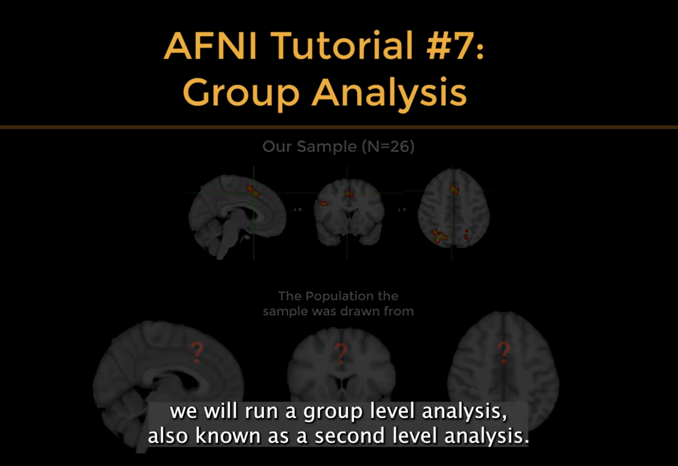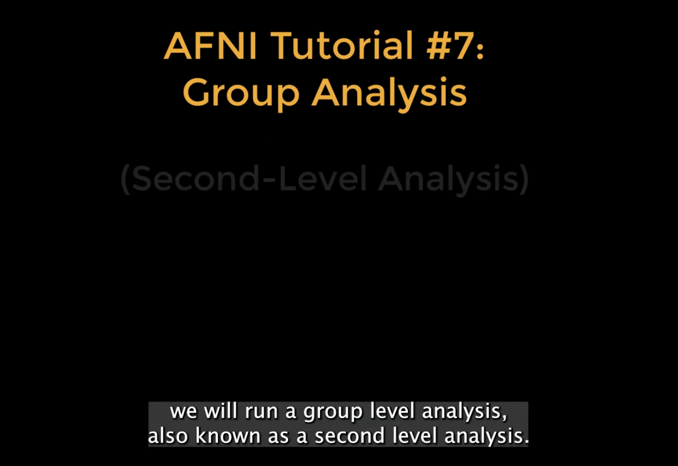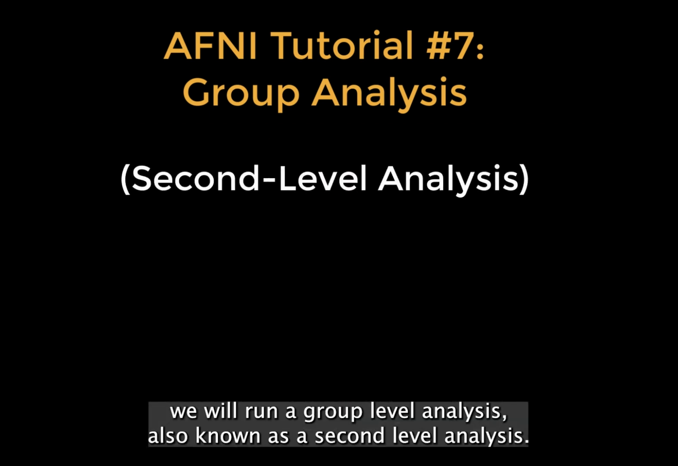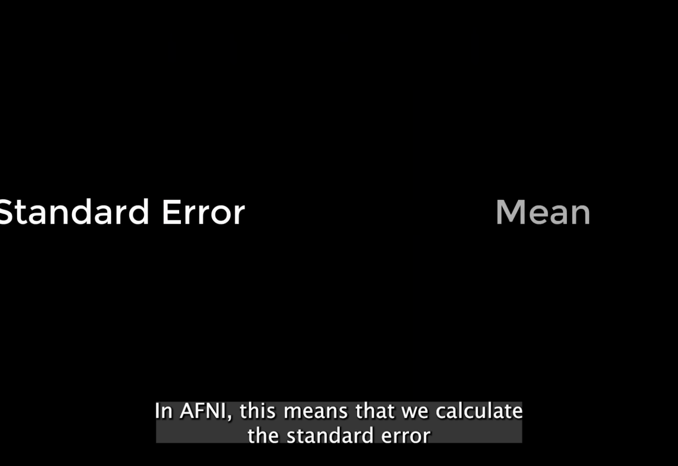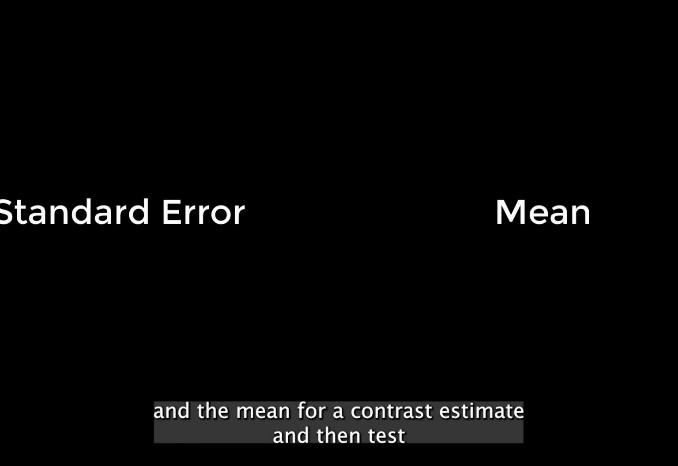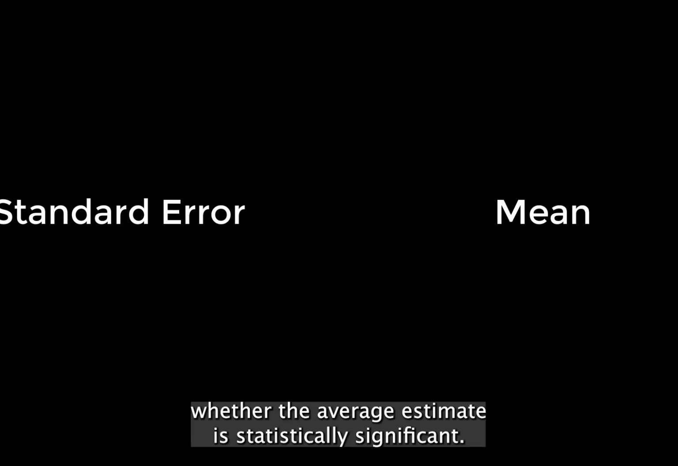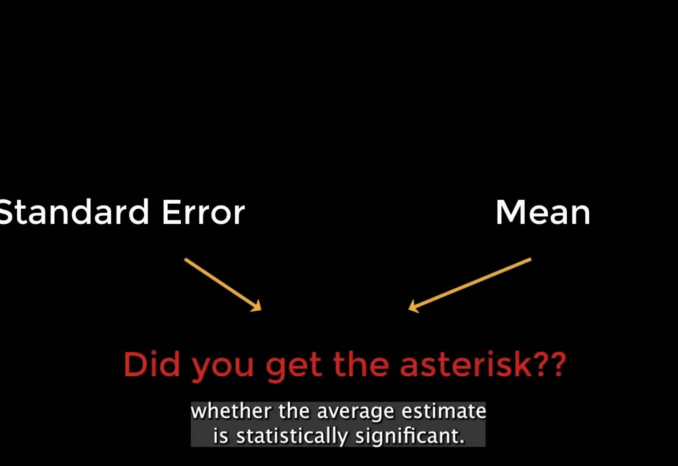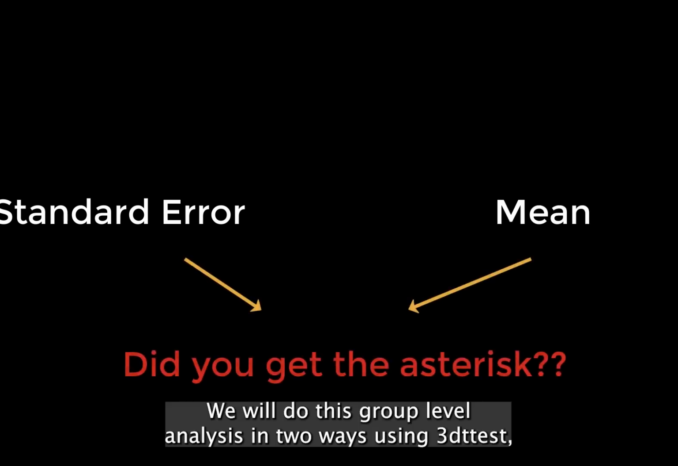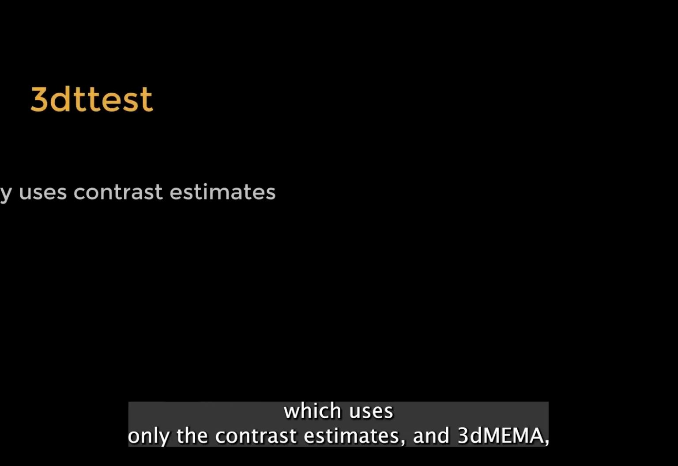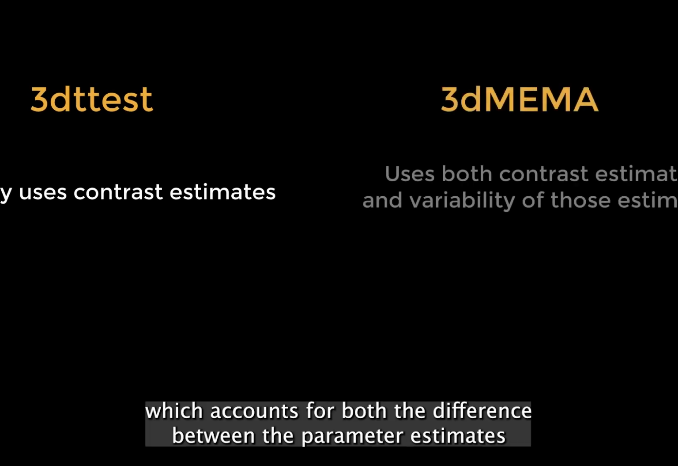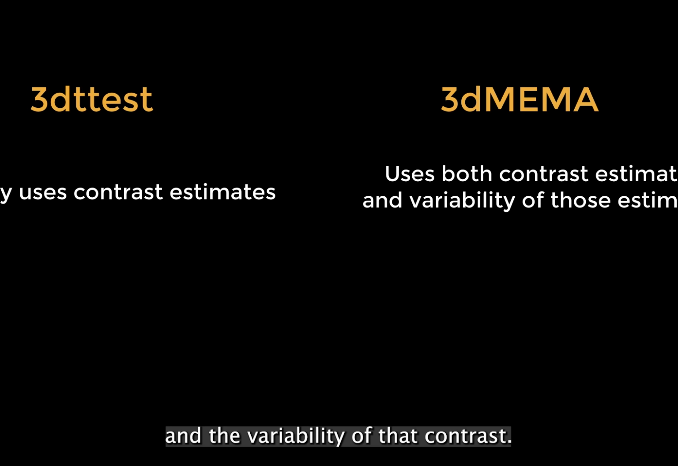To test this, we will run a group-level analysis, also known as a second-level analysis. In AFNI, this means that we calculate the standard error and the mean for a contrast estimate, and then test whether the average estimate is statistically significant. We will do this group-level analysis in two ways, using 3dttest++, which uses only the contrast estimates, and 3dMEMA, which accounts for both the difference between the parameter estimates and the variability of that contrast.